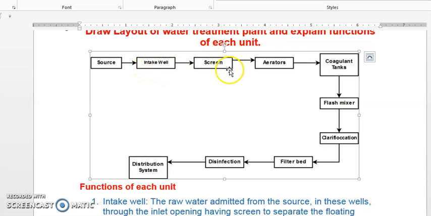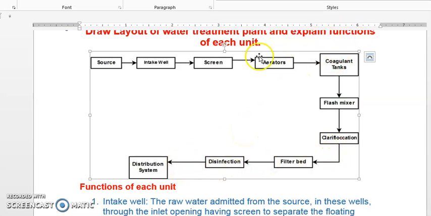Screens are generally, as I told you, included in the intake structure only. Aerators may be provided or may not be provided. Now the coagulant tank. You can also show first the sedimentation tank here, then a coagulation tank. Then you have a flash mixer, a clariflocculator, where after the flocculation all the particles are going to settle down, and then it goes to a filter bed, then lastly a disinfection unit, and then the distribution system. So this is the usual flow diagram of a regular surface water treatment plant.